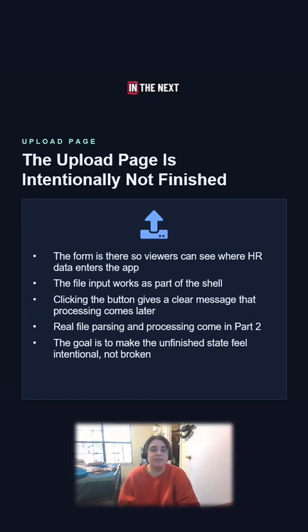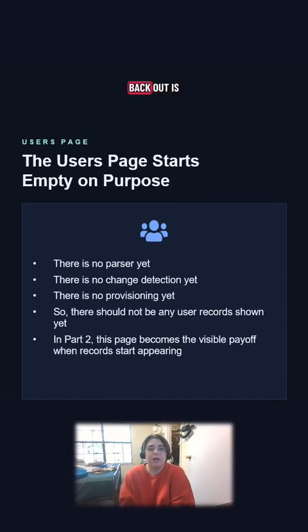Once that data has its way in, the next question is where does it come back out? Where it comes back out is the users page. Right now, the page is completely empty and it is supposed to be that way. There is no parser yet, no comparison logic yet, and no records to show, but this is the page I want you to keep your eye on the most because next time when the engine is hooked up, this is where you're going to watch Maya appear as a new hire, where you will see Jordan's department finally update and where Chris will get marked as terminated. The page goes from completely empty in this episode to full of real activity in the next one. That contrast is honestly the cleanest summary of what part 1 is all about.